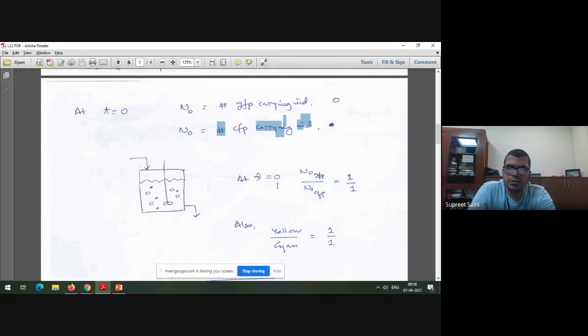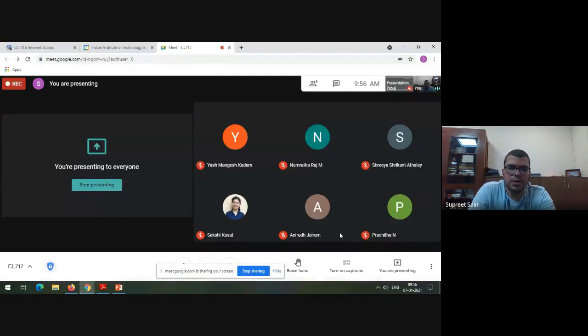Hence, at t equal to 0, the ratio of the number of YFP carrying bacteria to CFP carrying bacteria is just 1, which implies that at any given point in time, I can sample what is present in the chemostat and get a ratio of the yellow fluorescence and the cyan fluorescence coming out of this chemostat. Because the numbers are equal, the ratio also will be equal here. Any questions up until this point? Questions, comments, doubts, anything?